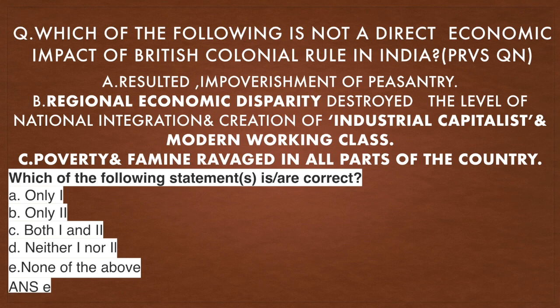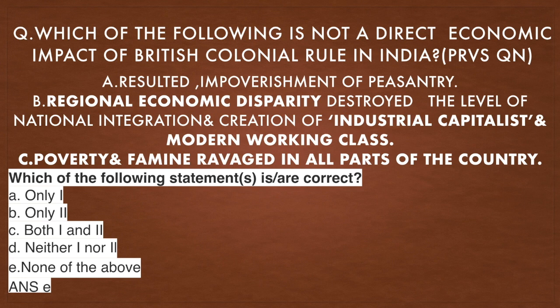Which of the following is not a direct economic impact of British colonial rule in India? A. Resulted in impoverishment of peasantry. B. Regional economic disparity, destroying the level of national integration, and the creation of industrial capitalists and a modern working class. C. Poverty and famine ravaged all parts of the country. These impacts were all clearly explained in our previous video, Economic Impacts of British Rule.